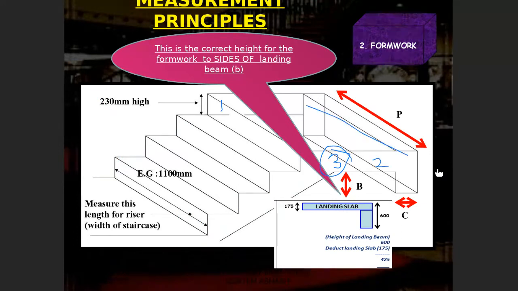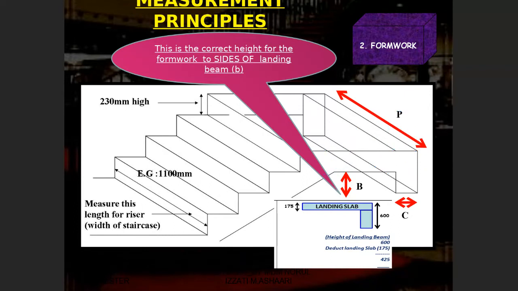Why is P also considered as edges of the slab? Because when you measure the concrete just now, the concrete for the landing beam is below. So on the top of the landing beam, from this point to this point, is also considered as landing slab. Okay, so that is item number three.